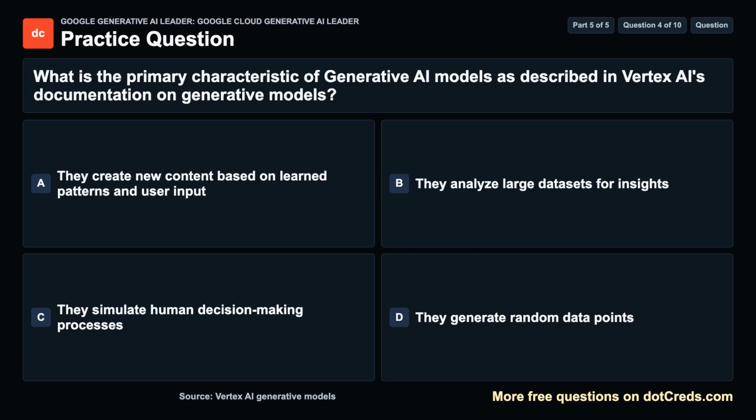Question 4. What is the primary characteristic of generative AI models as described in Vertex AI's documentation on generative models? A. They create new content based on learned patterns and user input. B. They analyze large datasets for insights. C. They simulate human decision-making processes. D. They generate random data points. Take a moment, then we will review the answer.